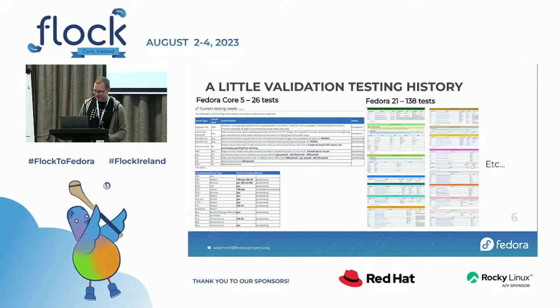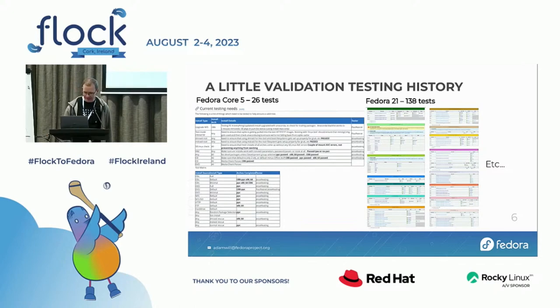Just some quick history of how we did validation testing and where we got to before we started automating. On the left here, I had to shrink these down a bit, but this is the earliest organized QA testing of Fedora that I could identify, from Fedora Core 5, God knows when that was, 2001 or something, I don't know. There were 26 tests, which I counted out of this table.